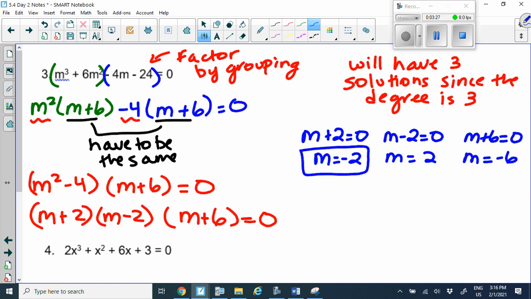Let's count to make sure we got 3 solutions. Okay, so m equals negative 2. That's 1, m equals 2 is another, and m equals negative 6, that's the third. So we did this correctly.